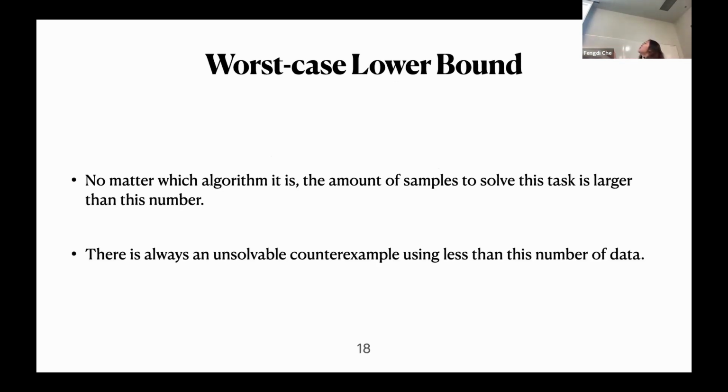Another thing is the upper bound. Also, of course, we have a lower bound. It's also a bound on the number of samples. It means the samples needed should be greater than or equal to this number. What it means, for a lower bound, is that it's always independent of the algorithm. No matter which algorithm we use, if we want to solve this task, we need more than this amount of data. That means if we use less than this amount of data, we can always find a counterexample which is not solvable, and this is not solvable by any algorithm.